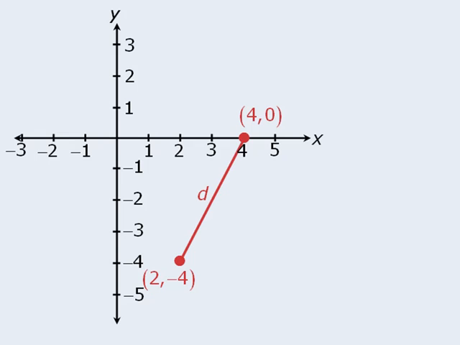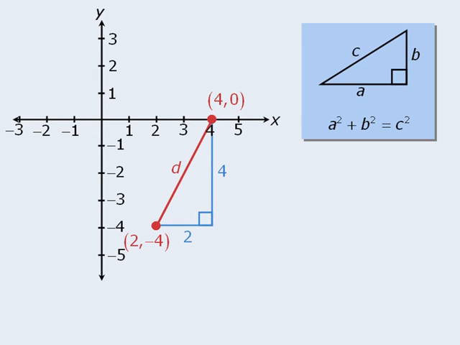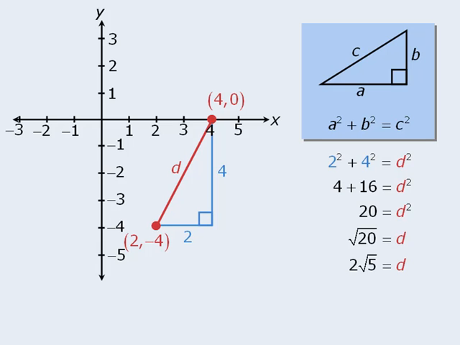Now we'll connect the 2 points and add extra lines to create a right triangle where the sides have length 2 and 4. From here, we can apply the Pythagorean theorem to write the equation 2 squared plus 4 squared equals d squared. Next, we can simplify 2 squared and 4 squared, and then add them together to get 20. This means that d must equal root 20, which is equal to 2 root 5.